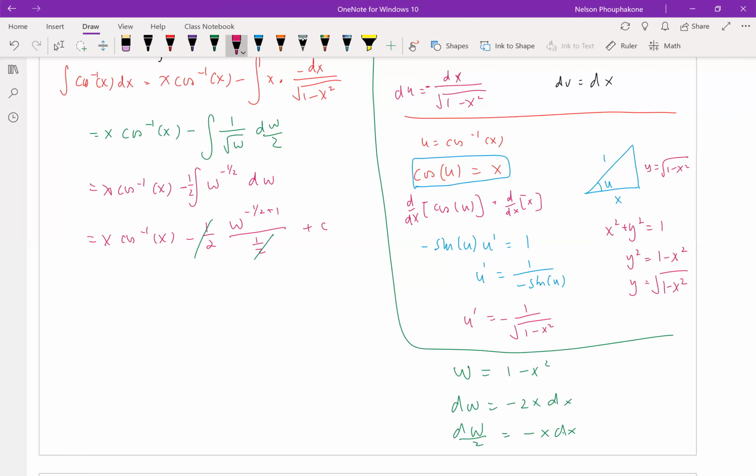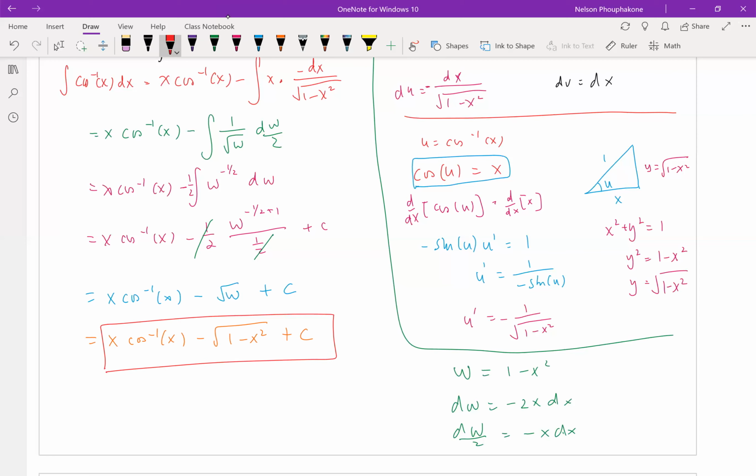So now we are going to have x cosine inverse of x minus square root of w plus c. Then of course we have x cosine inverse of x minus square root of 1 minus x squared plus c.